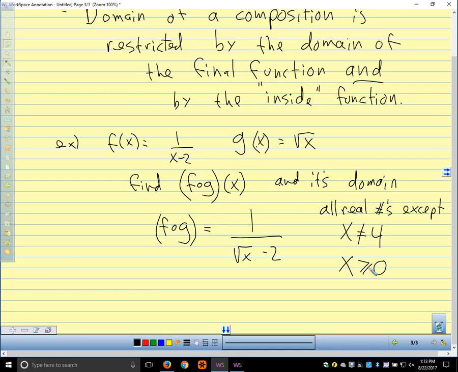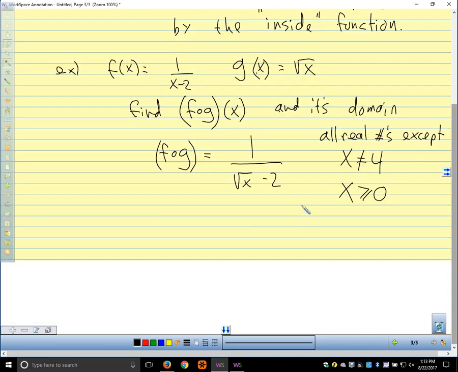So we have to take into account what we want to restrict out of the final composition and the inside function. Here g is our inside function. Now this one is easy to see. Well, let me change up the example a little bit where we have to be a little more careful.